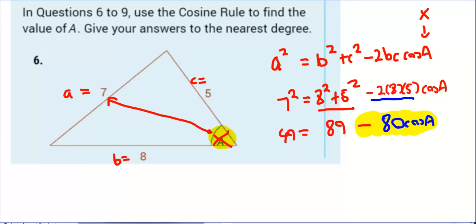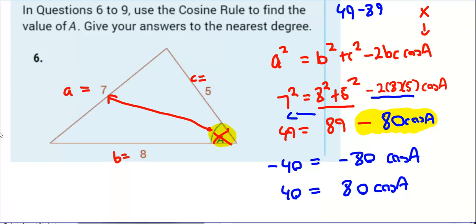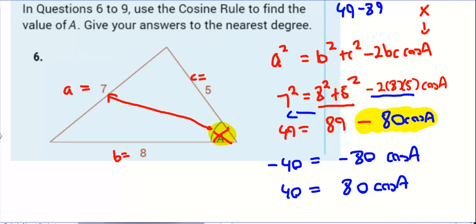All right. So what do we do next, lads? Bring the 89 to there, and 49 take away 89. Minus 40. We're very close now. Okay. You have a choice. You can multiply both sides by minus if you want. What happens if you multiply both sides by minus? What's the only thing stopping that cos A from being on its own? What I mean by on its own is it's on the right-hand side and it's beside an 80. So the 80 is preventing it from being on its own. So how do I stop that?